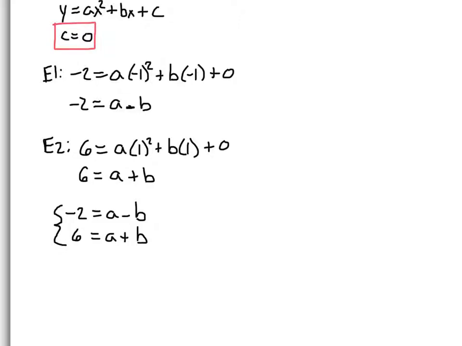Okay, so we have our system of equations written together. That means we want to solve for a and b in these 2 equations at the same time. Back in Algebra 1, you learned 3 different methods for doing this.